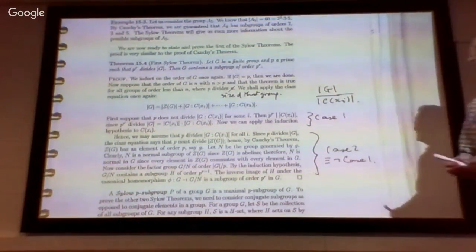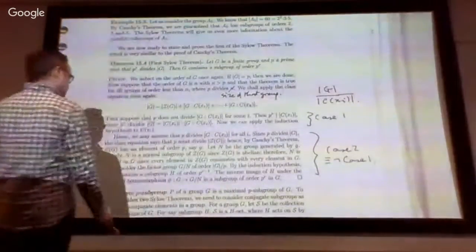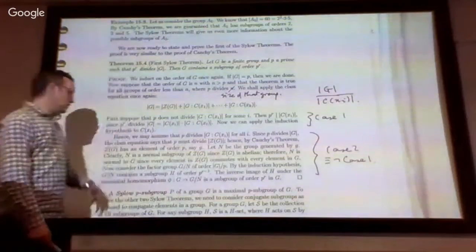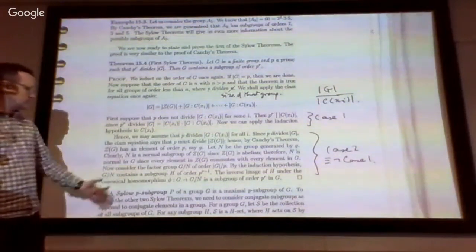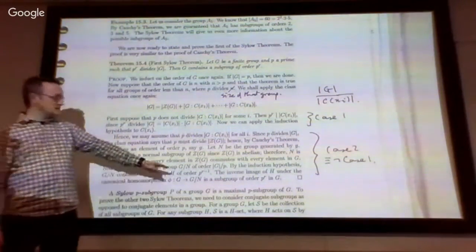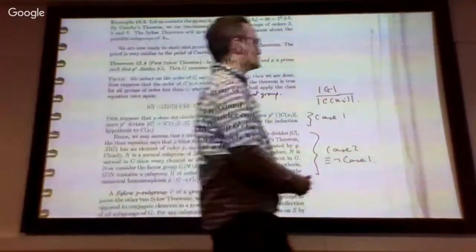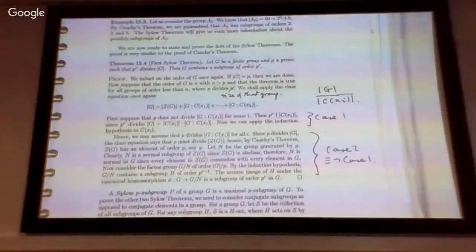So let's pick up where everybody talks then. Consider the factor group of order G over p. By the induction hypothesis, the factor group contains a subgroup of that size, p to the r minus 1. So within the factor group, which is G mod N, there is a subgroup H, and the size of H is p to the r minus 1.